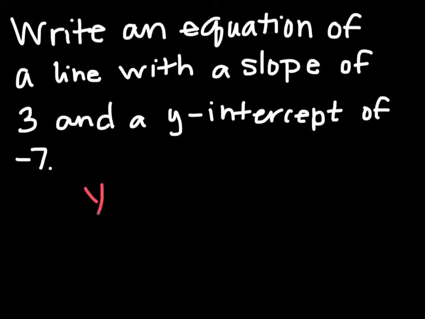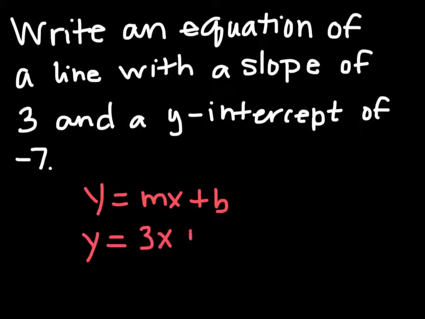Remember, our basic form is y = mx + b, where m represents the slope and b represents the y-intercept. So all we need to do is substitute in the numbers that we've been given. y = m, our slope, 3x, plus our intercept, -7. Let's rewrite that to make it clearer: y = 3x - 7.